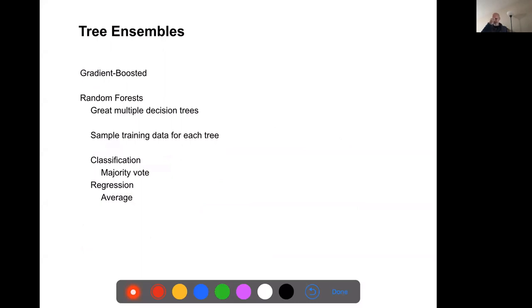Now, one nice thing about decision trees is they're fairly quick to build and they're very fast to run. And we can basically create a random forest. We can get a bunch of decision trees, and then you use different sampling for each tree, and then the classification becomes a majority vote.